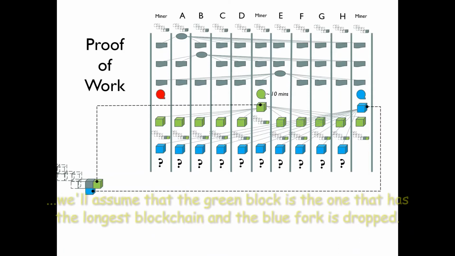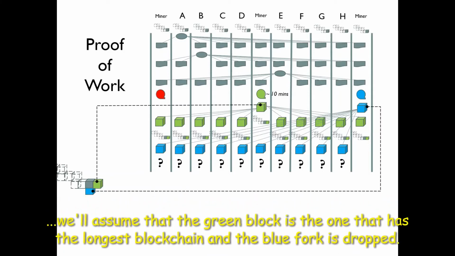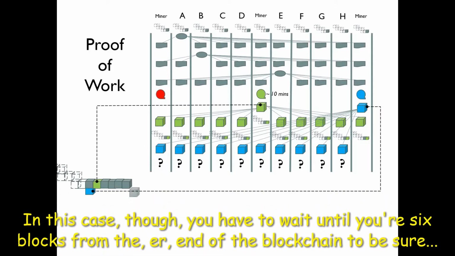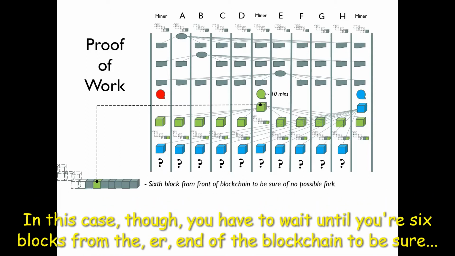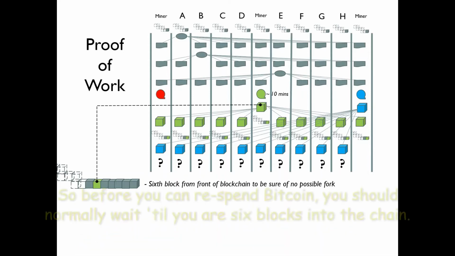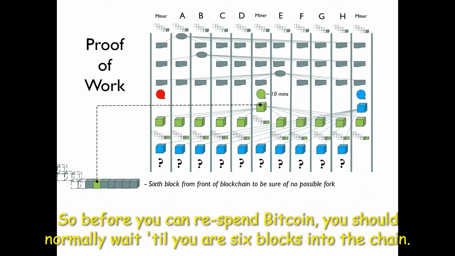But in this case, we'll assume that the green block is the one that has the longest blockchain and the blue fork is dropped. In this case, though, you have to wait until you're 6 blocks from the end of the blockchain to be sure that another fork won't occur and eliminate your block with your transactions. So before you can respend Bitcoin, you should normally wait till you're 6 blocks into the chain.